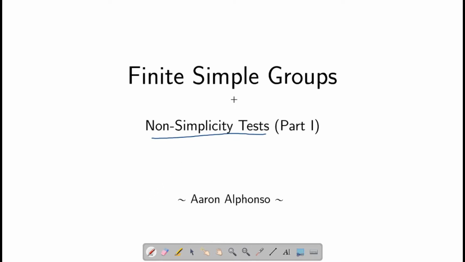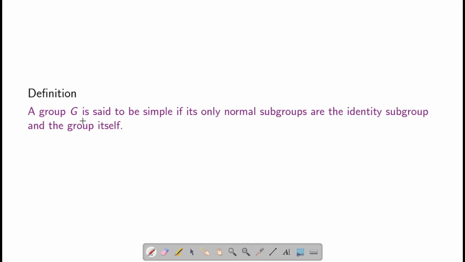Okay, so let us look at the definition of finite simple groups. A group G is said to be simple if its only normal subgroups are the identity subgroup and the group itself.